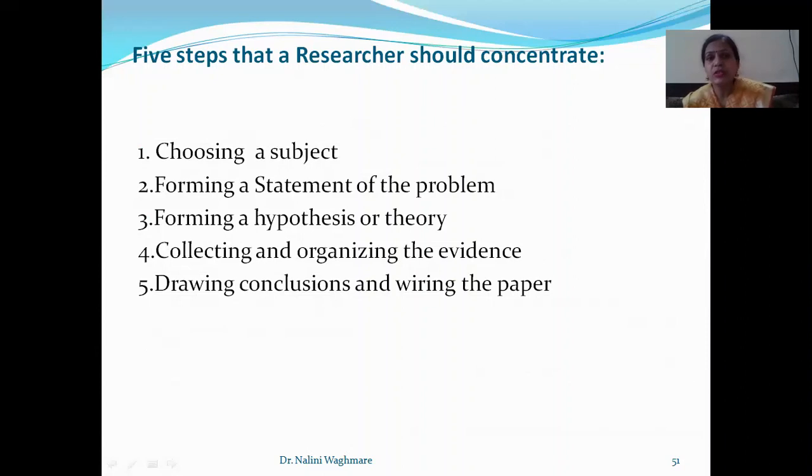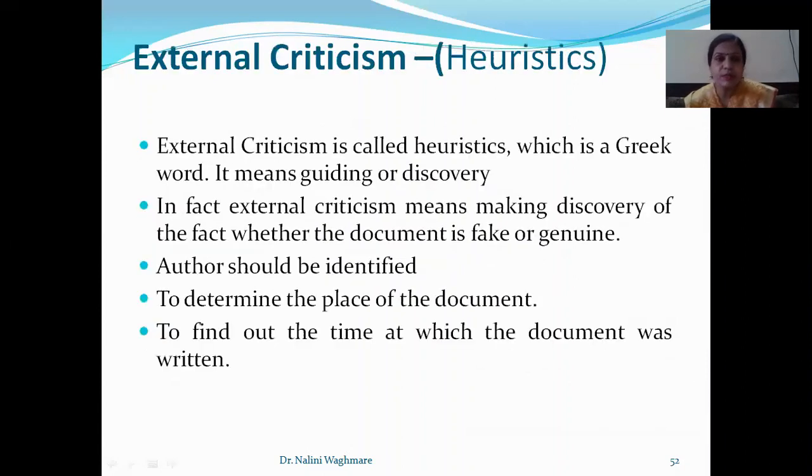These are the 5 steps that a researcher should concentrate on. Then in history, there is a special thing we find: a heuristic and hermeneutic system, that is external criticism and internal criticism. The external criticism, called heuristics, which is a Greek word, means guiding our discovery. In fact, external criticism means discovering whether the document is fake or genuine. Author, time, or place, these all come in external criticism.